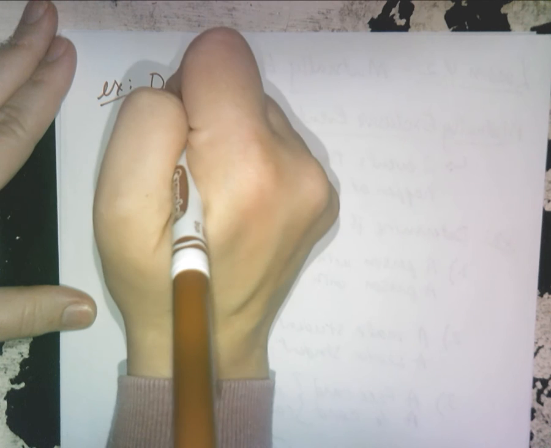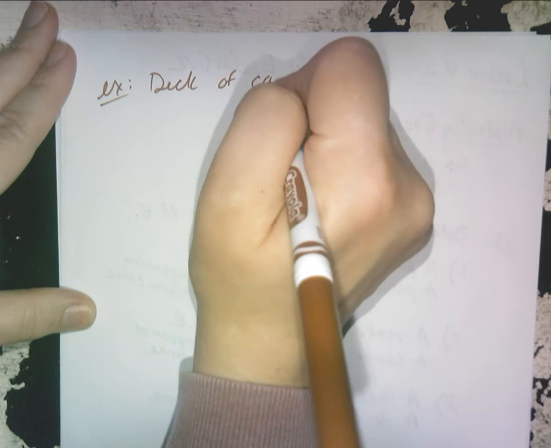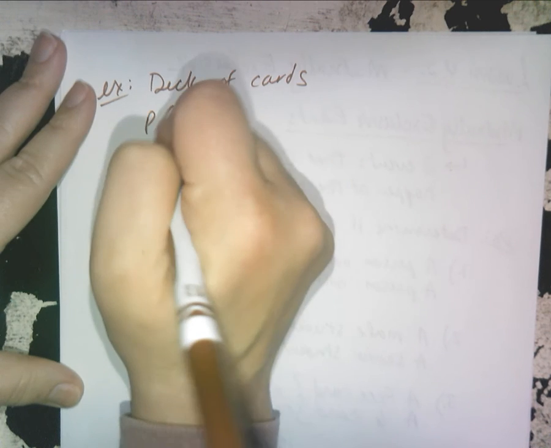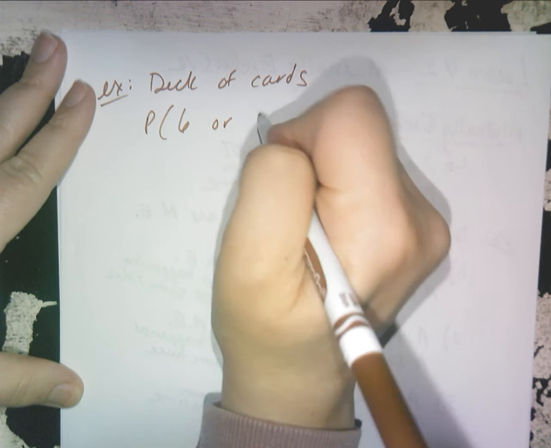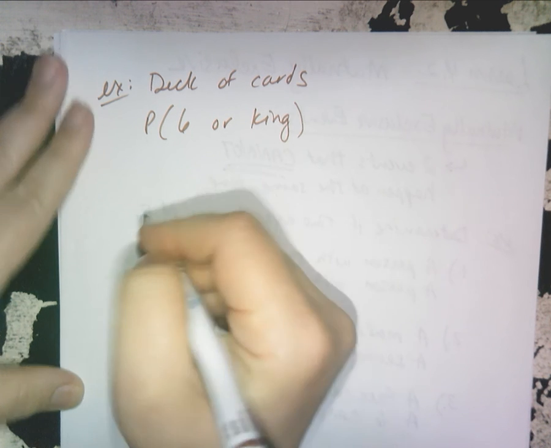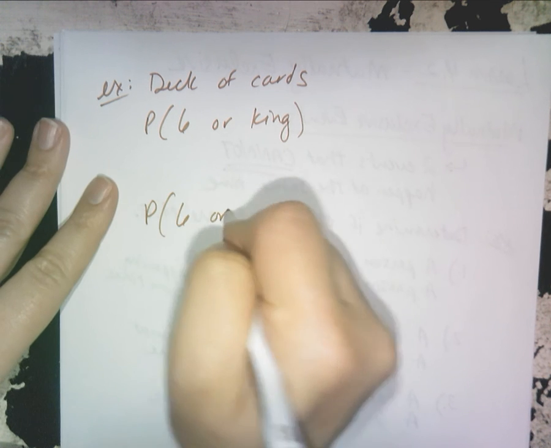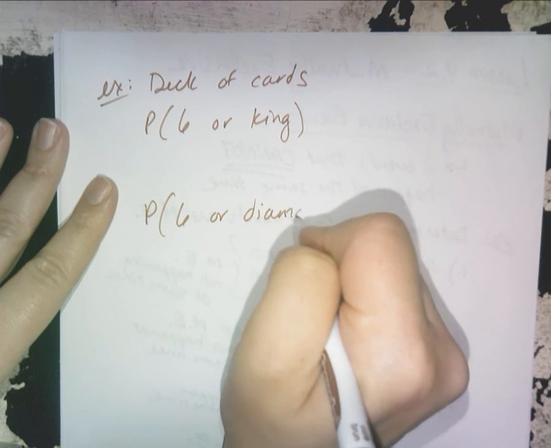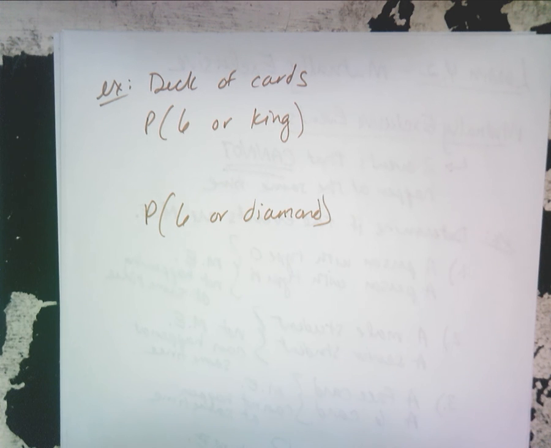All right, so we're going to talk about good old deck of cards because I do love them. Probability of picking a 6 or a king, and then the probability of picking a 6 or a diamond. All right, so we'll do both of these together so you can understand how to solve these lovely fractions.